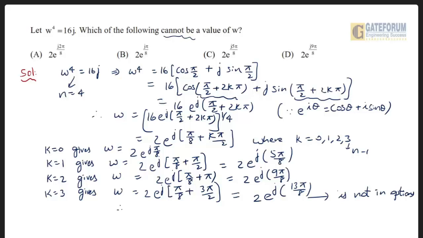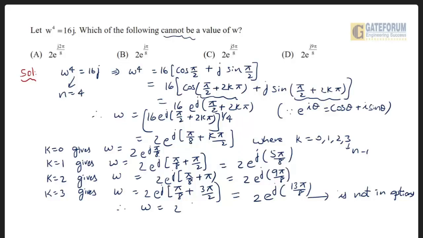Therefore, w is equal to 2 into e to the power j 13 pi by 8, which is not in the options. The first three are in the options, and option A we didn't get. We got 13 pi by 8 in place of 2 pi by 8.